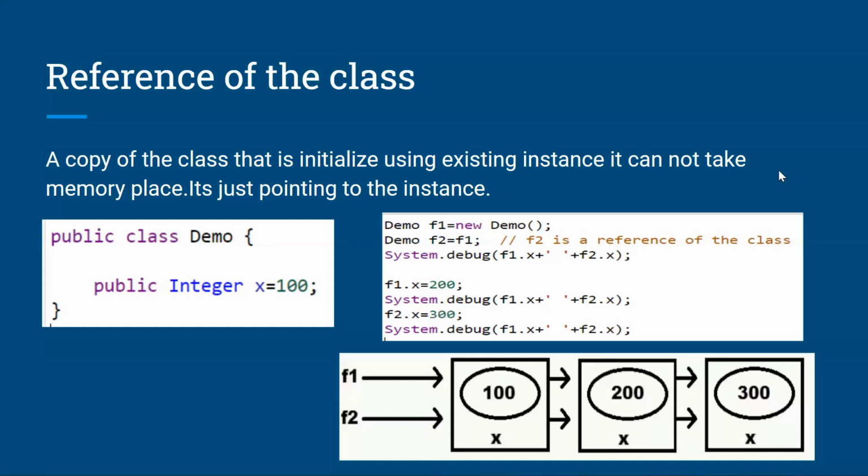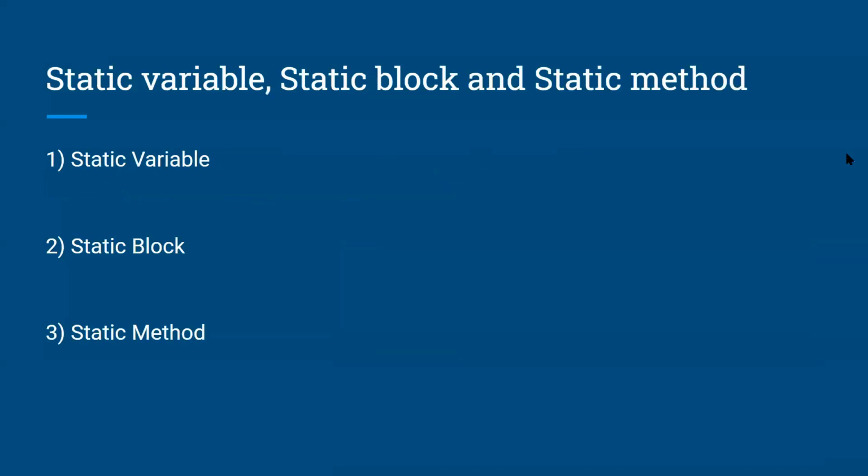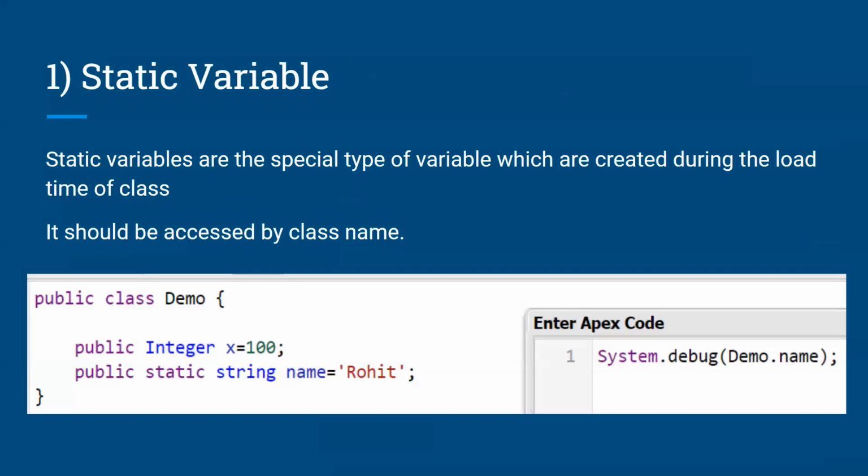Okay, now let's look at static variable, static block or static method. What is this? A static variable is always initialized at class loading time. At the time of loading the class, it should be accessible by the class name. Suppose this is the non-static one: public integer x equals 100. This is a non-static variable because we don't have any static keyword here. If you see something like public static String name equals some name, that is called a static variable. So we can access this static variable with the help of the class name.